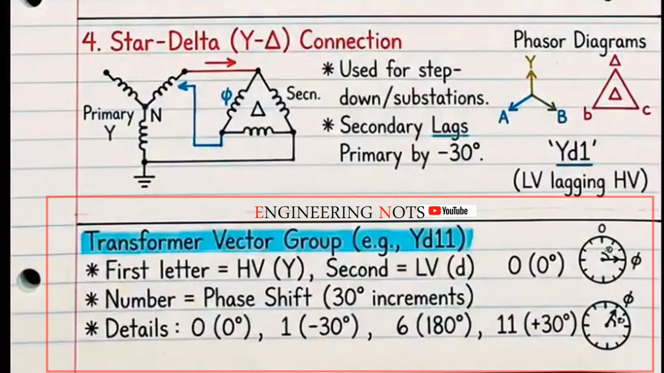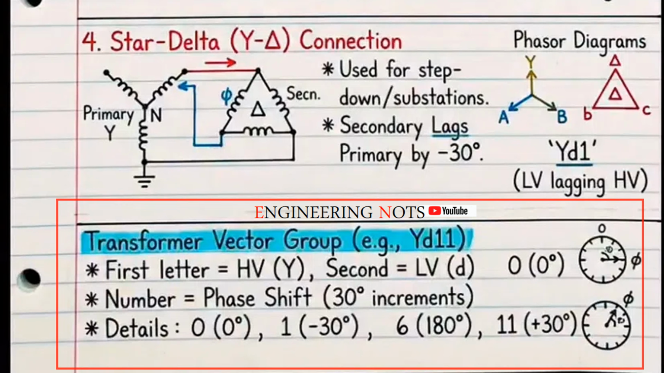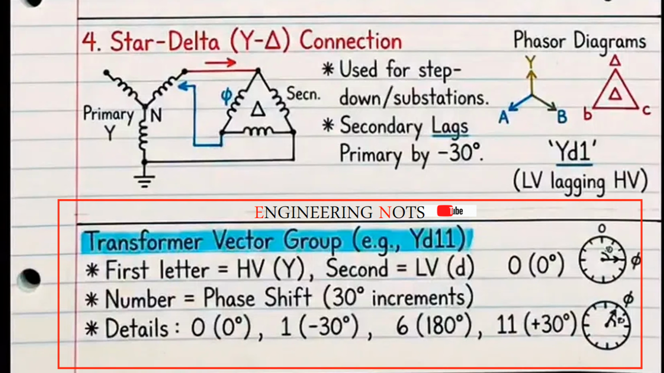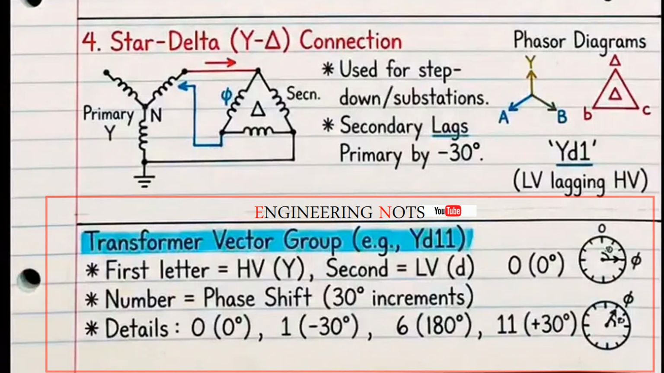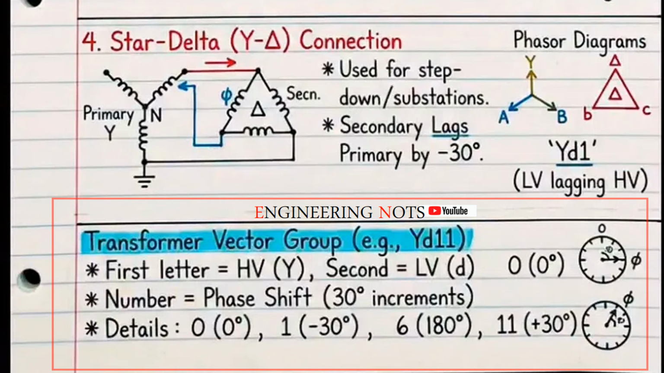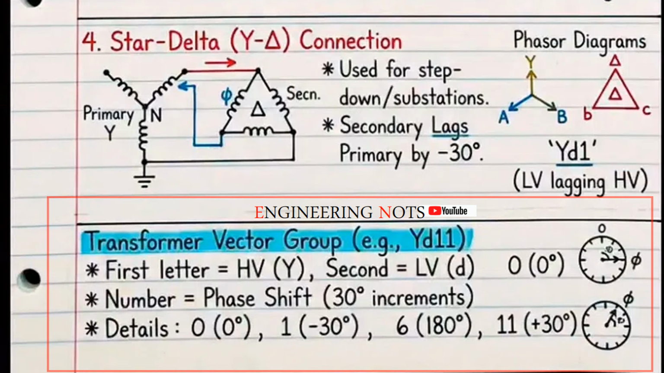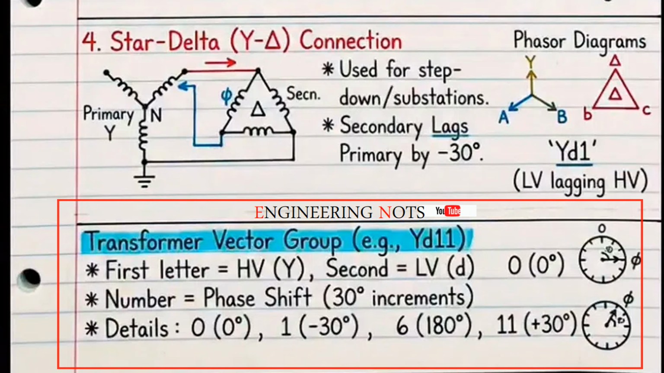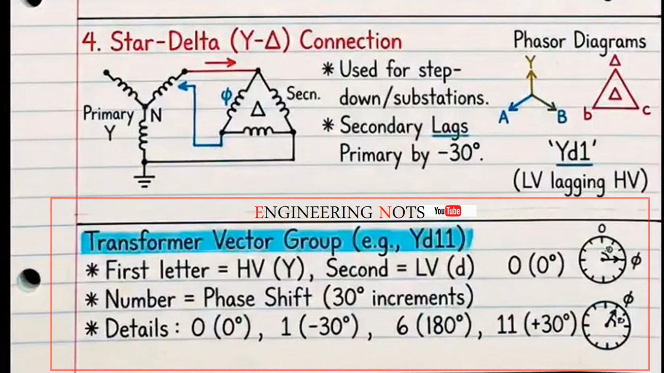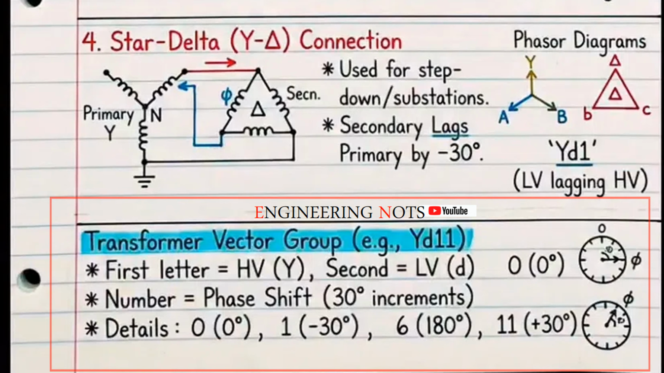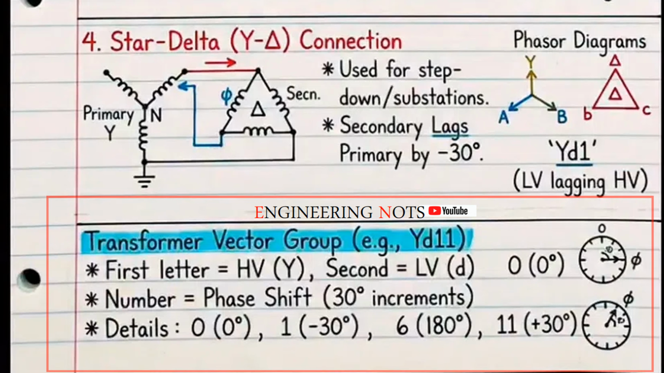Now let's talk about vector groups. Because this is where things get really interesting. The vector group tells you exactly how the transformer is connected. And what the phase shift is. Let's break down YD11. The first letter is the high voltage winding connection. Y means star. The second letter is the low voltage winding connection. D means delta. The number tells you the phase shift. And it's always in increments of 30 degrees.